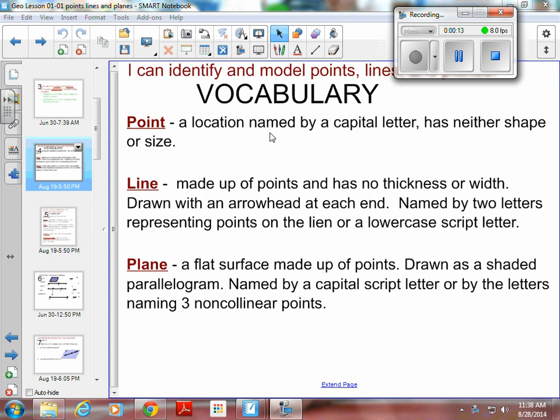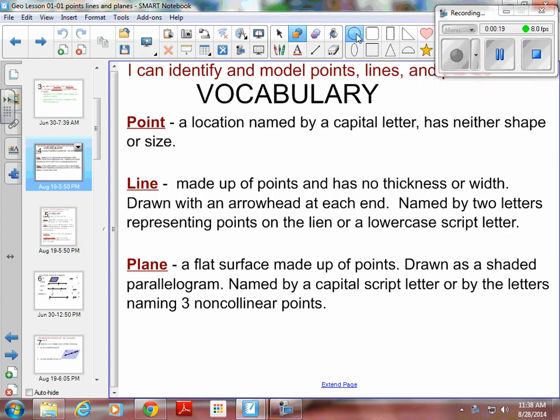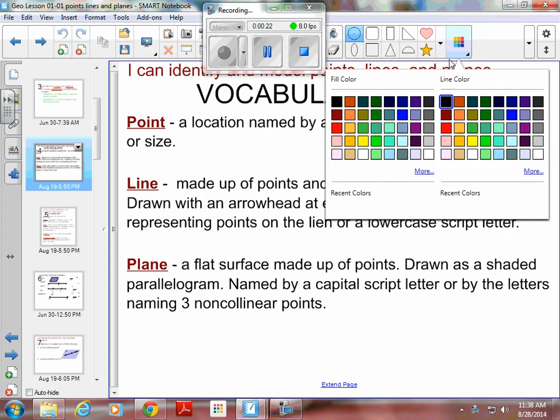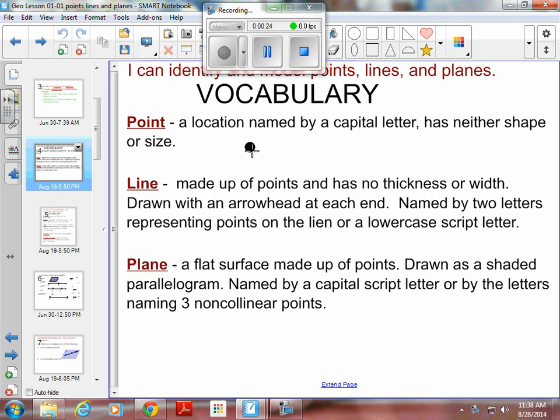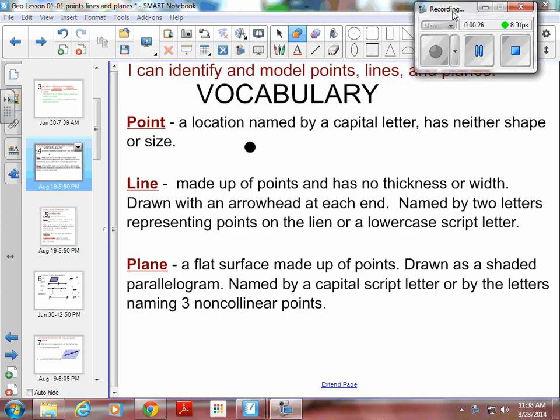So a point is a location. We use a capital letter. It has neither a length, a width, nor a height, but we use a dot to signify a point. And then we put a capital letter with it. Okay, so that is point G.